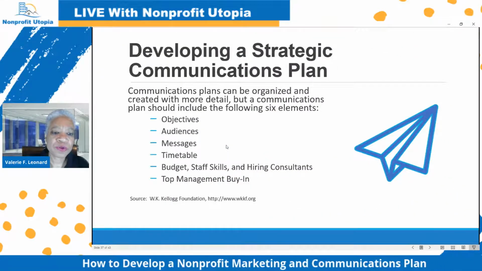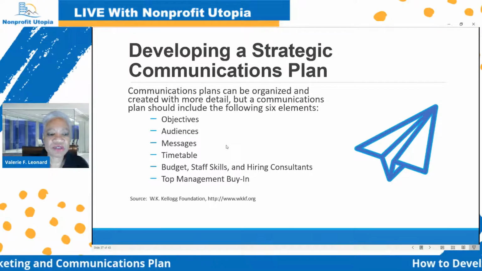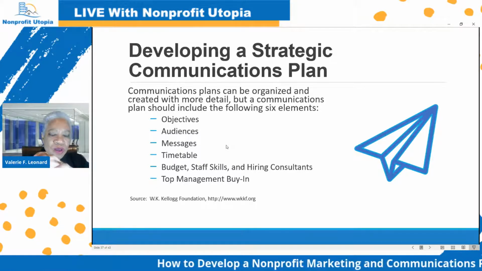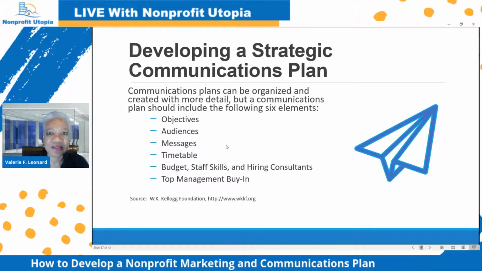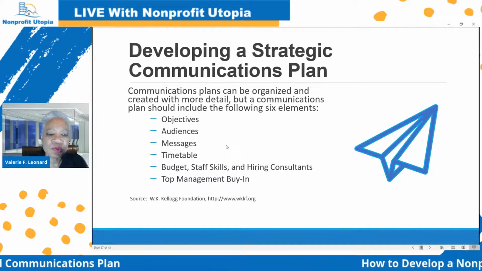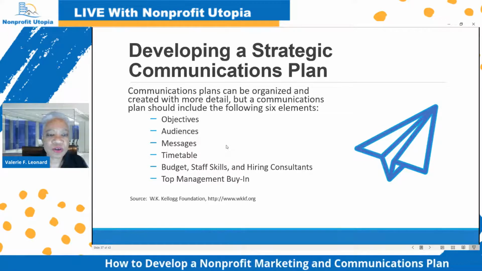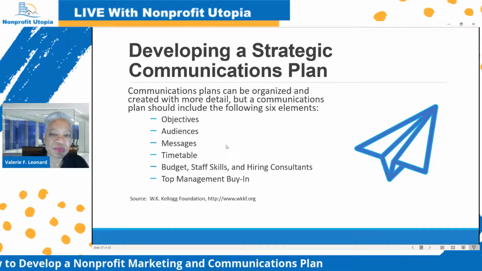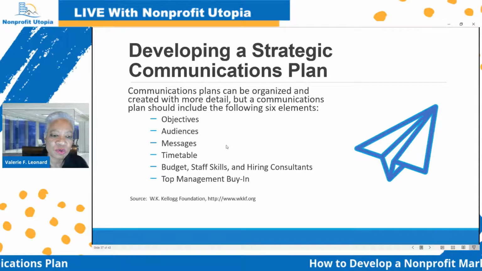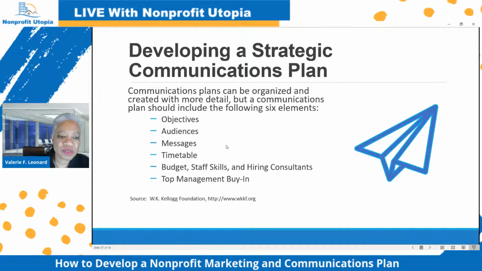So when you develop your plan, you need to have goals, right? Goals and objectives. You need to have a target audience. So your goals tell you what you want to achieve. Your objectives tell you how you're going to achieve it through communications. And then you want to have your target audiences. Again, your target audiences can be donors, they can be people from the community, they can be people who actually use your services. So, what messages do you want to communicate to each one of those constituencies?